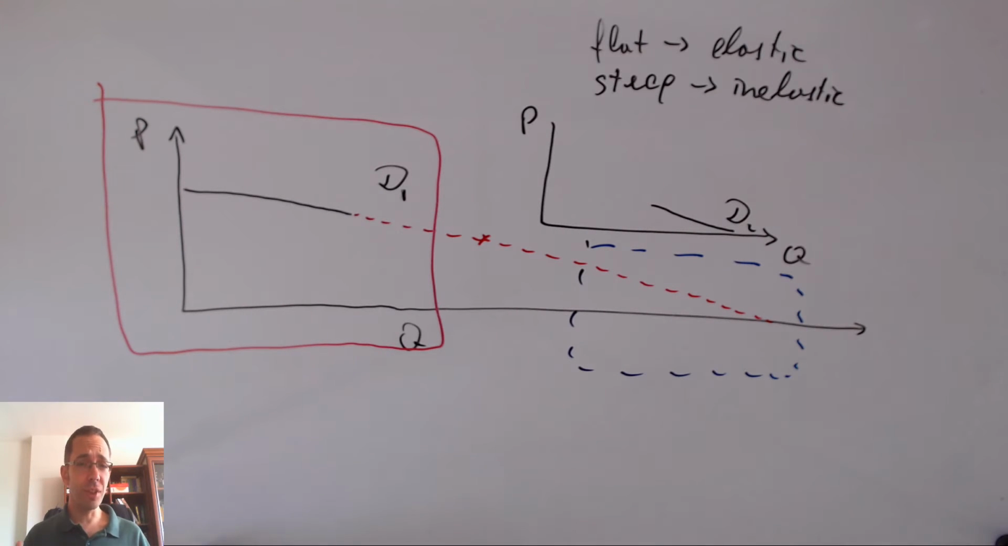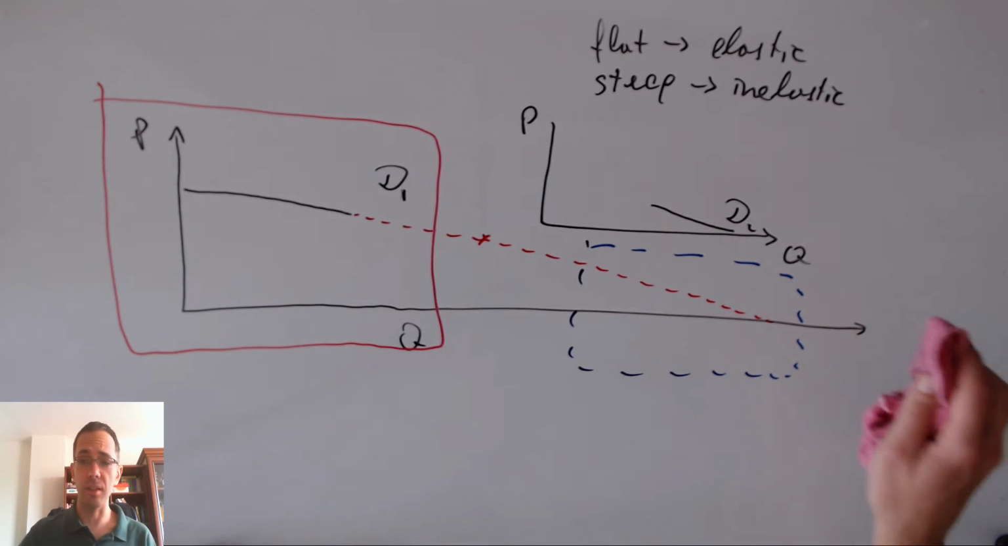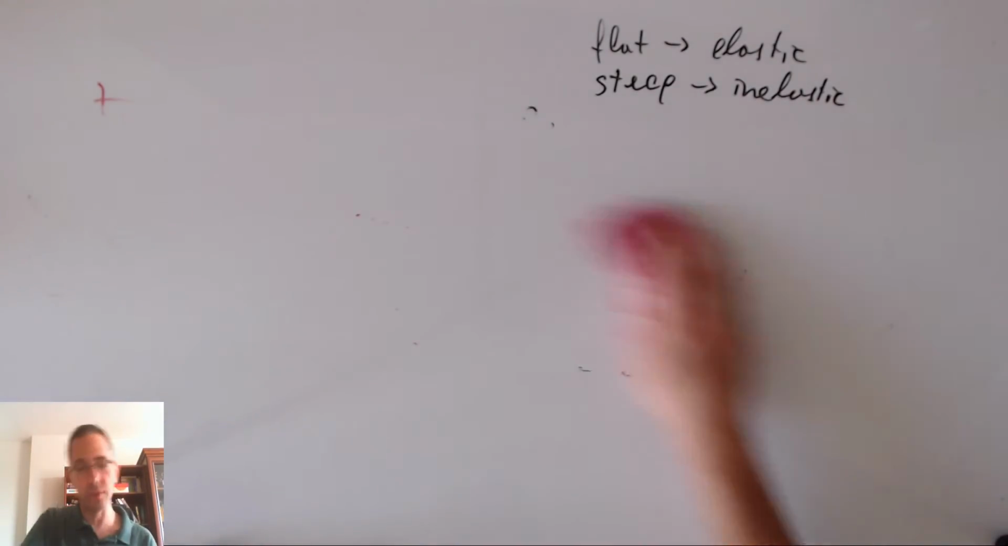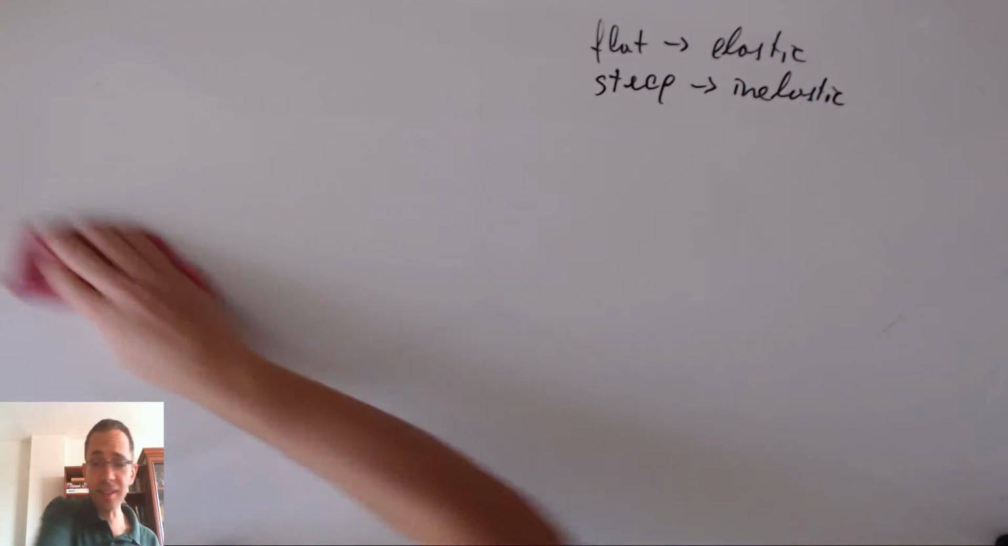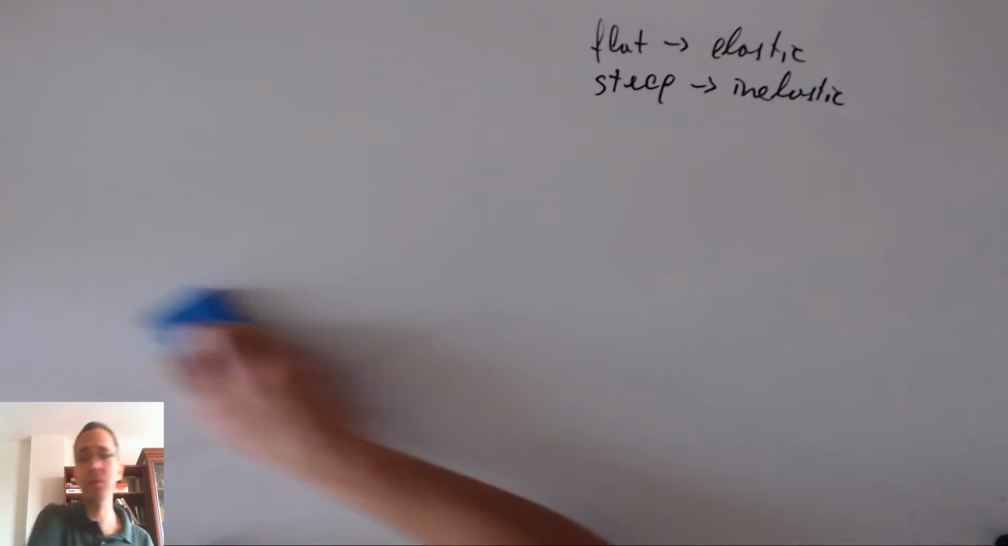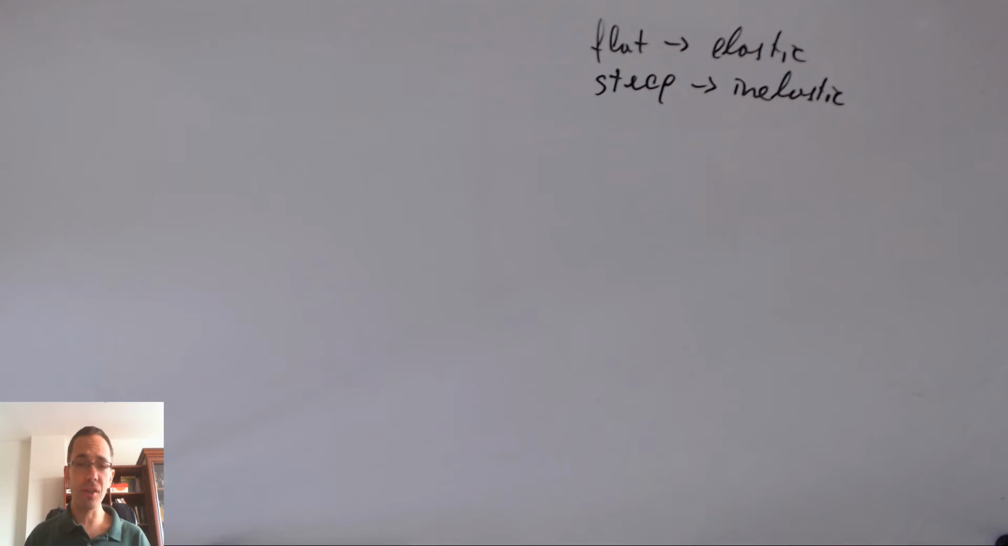So always when you see a demand curve, imagine how it can be expanded and which part of the demand curve you're seeing, because the price elasticity of demand changes along the demand curve. That's very important. It's not constant and it's not depending on the slope. Do not confuse the slope of the demand curve with the price elasticity of demand.